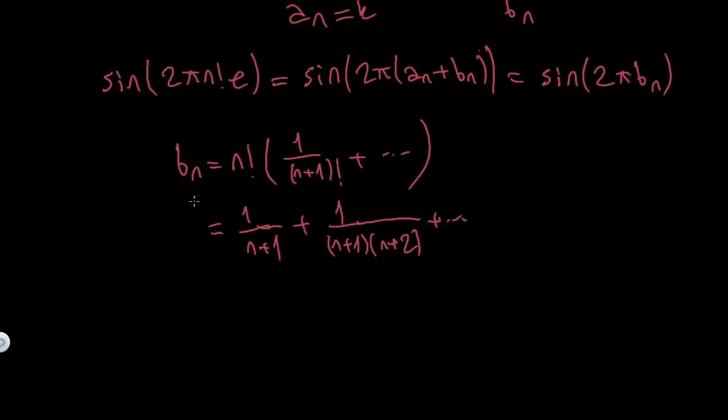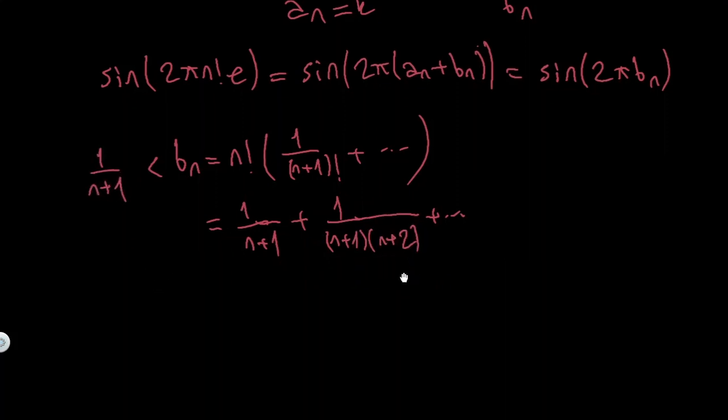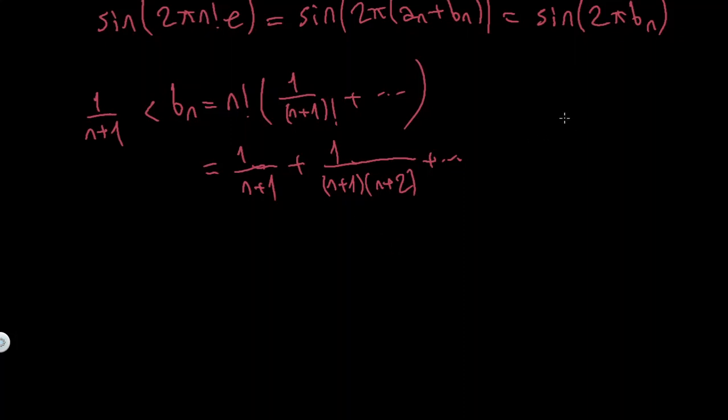Finding a lower bound is easy because all of these terms are positive. So I can just say this thing is greater than 1 over n plus 1. And for the upper bound, I know that n plus 2 is greater than n plus 1. So if I take reciprocals of it, 1 over n plus 2 is less than 1 over n plus 1. And if I multiply both sides by 1 over n plus 1, I will get this thing, and this is going to be less than 1 over (n plus 1) squared.